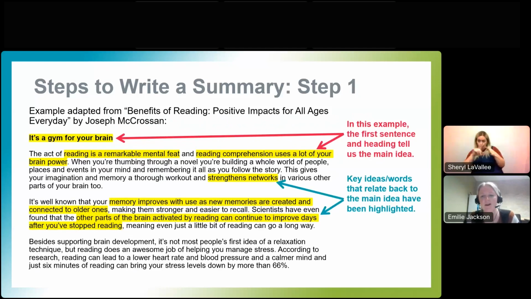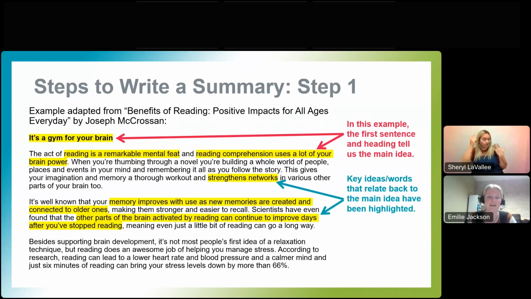So you'll also notice now I've highlighted some additional ideas. This idea that reading strengthens networks in your brain. I've also highlighted some pieces here that memory improves when we use memories and connect them to other memories, old memories. Other parts of the brain activated by reading can continue to improve your brain after you've stopped reading for many days. So these are some of the details that I felt were the most relevant to this idea that reading is a gym for your brain.